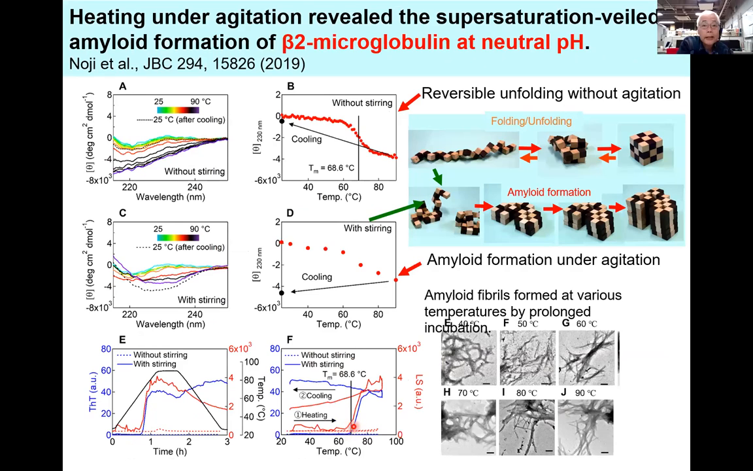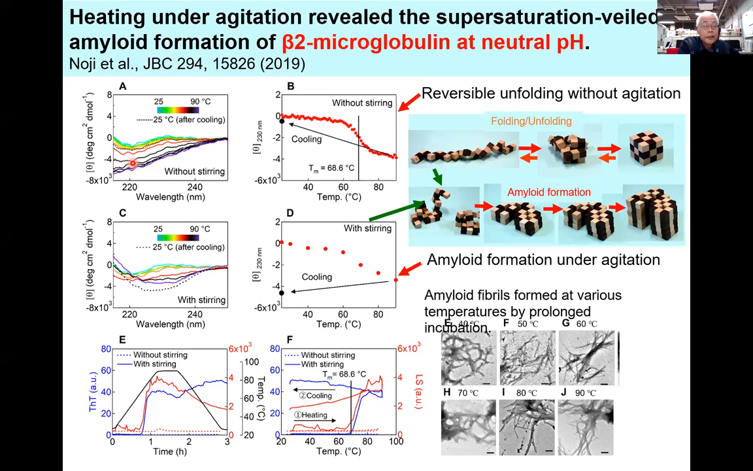So at neutral pH, we did the same experiments we reported under the acidic conditions. Beta 2 microglobulin refolds and unfolds reversibly without agitation, monitored by the thioflavin T fluorescence or the light scattering. Nothing happens. Nothing happens.